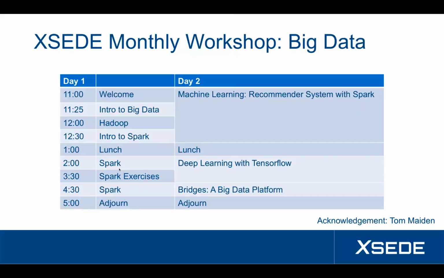Here is a sample agenda for one of the workshops. This is the 2-day big data workshop, and it points out that they typically plan the day to run from 11 a.m. to 5 p.m. Eastern, so that it doesn't cut out anybody on either coast. They're truly trying to reach everybody across the country.